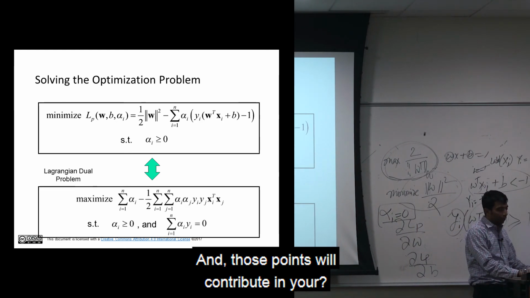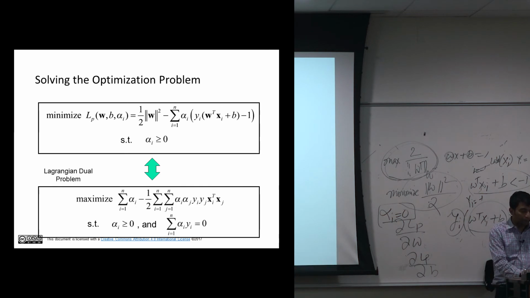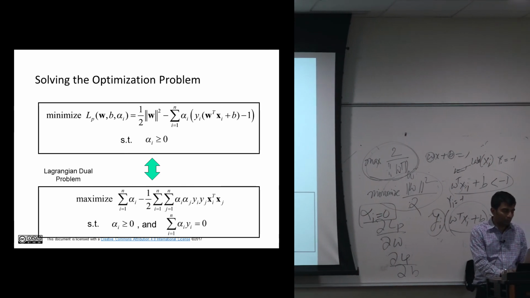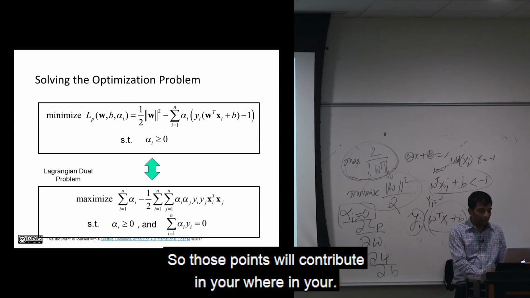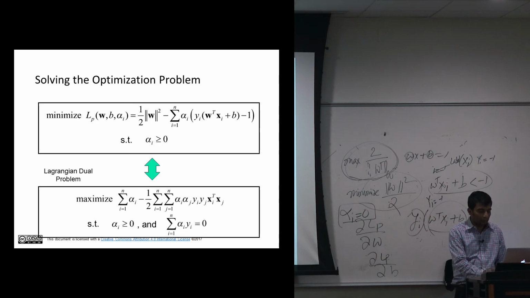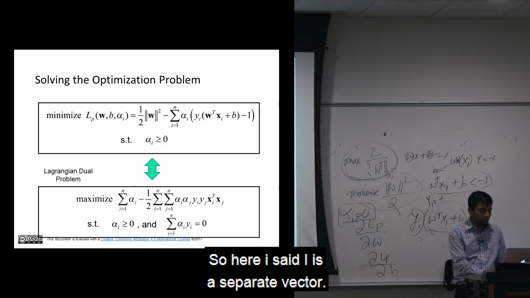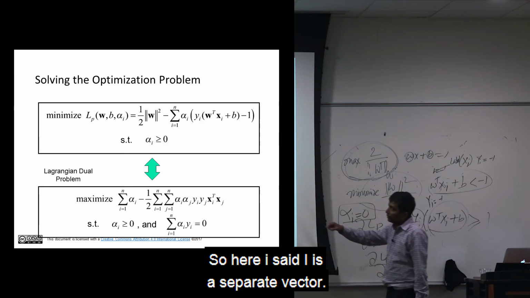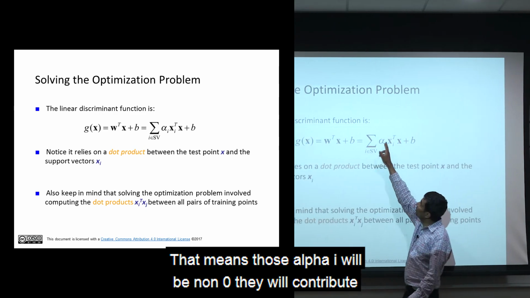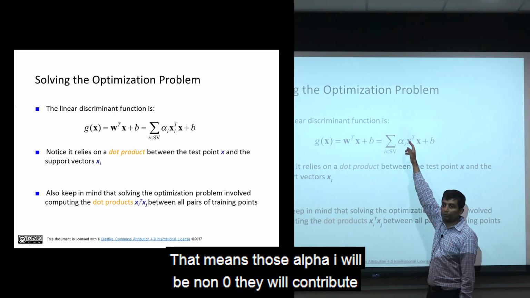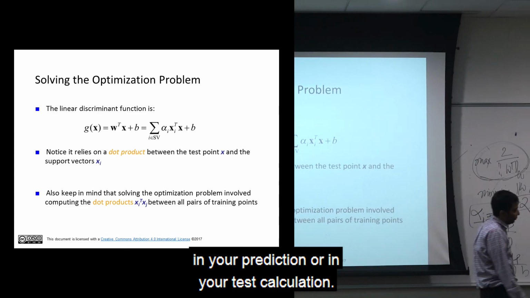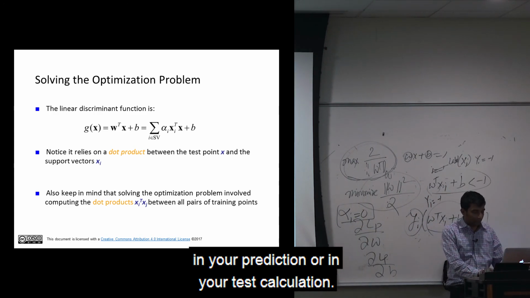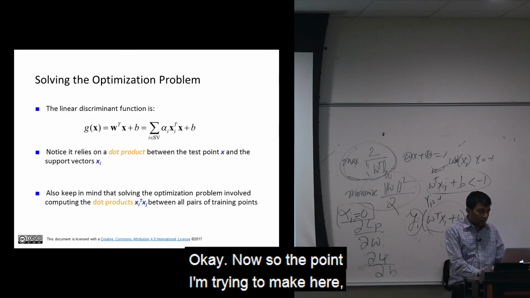That's the key point you will observe. And those points will contribute in your prediction. So here I said i is a support vector. That means those alpha i will be non-zero. They will contribute in your prediction, or in your test calculation.